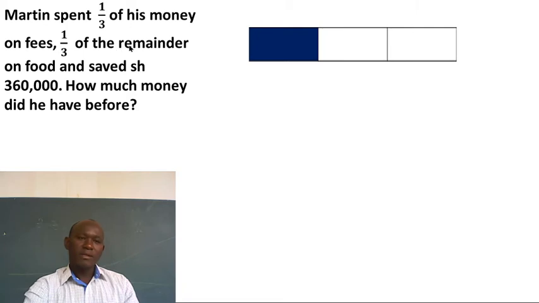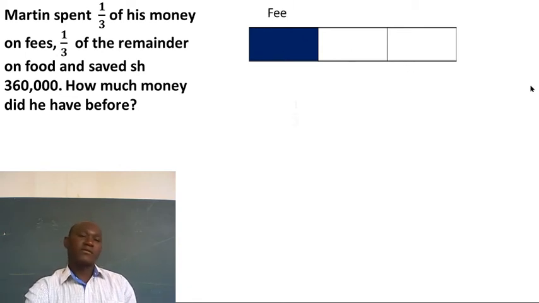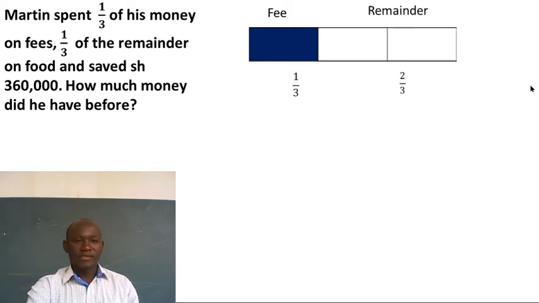Like Martin spent a third of his money on fees. Look at this diagram. We have 3 parts: 1, 2, 3. The part which is painted dark blue represents the fraction spent on fees, so that is a third. Then the one which is not shaded, 2 parts out of 3, makes up the remainder. So fees is a third, then the remainder is 2/3. So we now know the fraction spent on fees, which is a third.